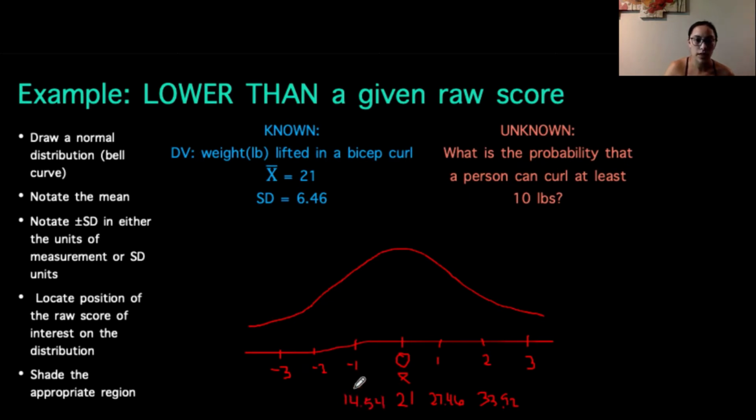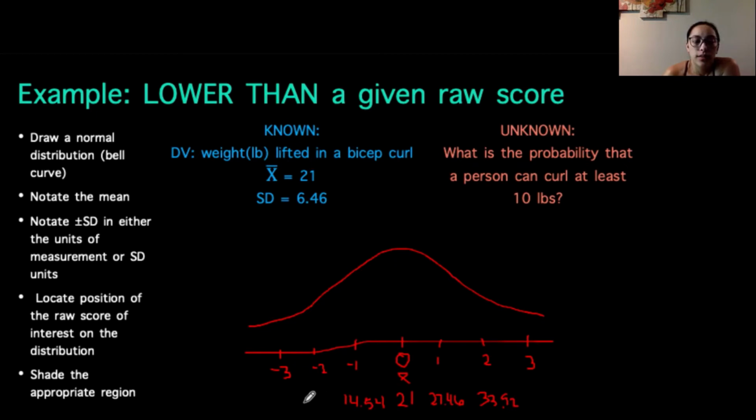Okay, and then you subtract 6.46 from that number, you get minus 2 standard deviations in terms of the units you've measured, which would be pounds, right? Minus another 6.46, you kind of get the picture. So you can write in standard deviation units or in the units of the variable. We want to know what the probability is that a person can curl at least 10 pounds.